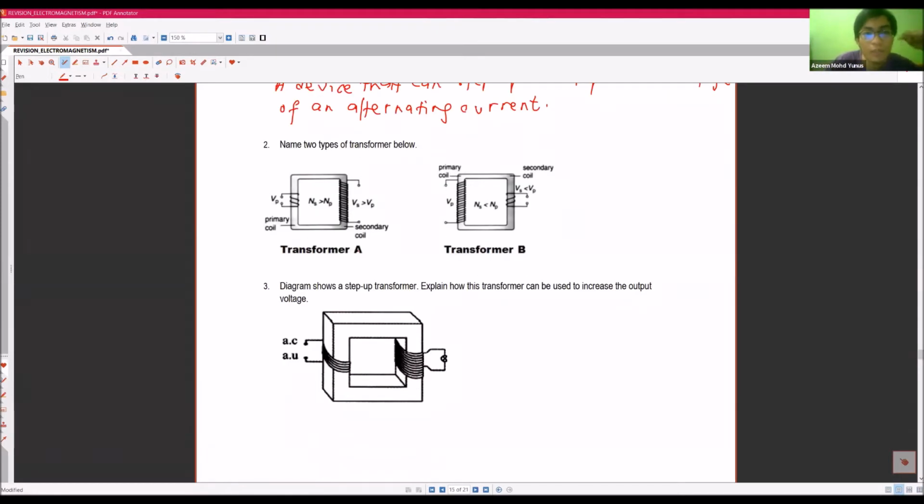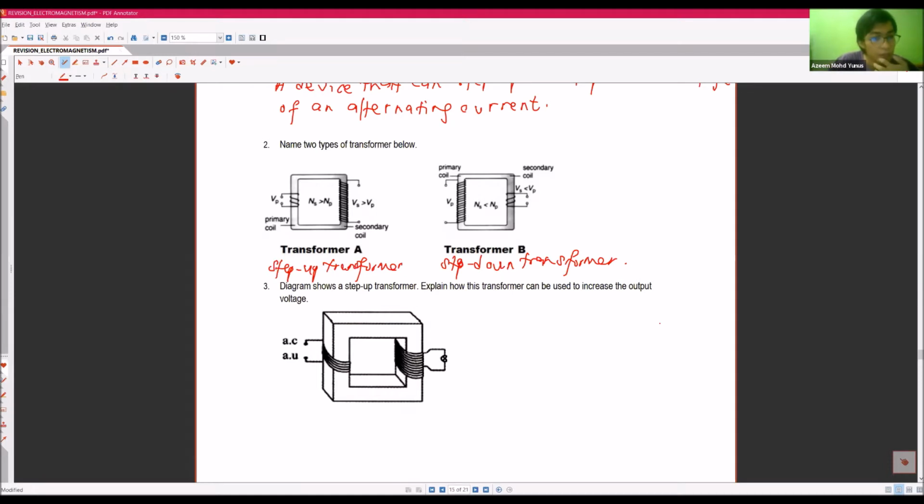Okay, number two, name two types of transformer below. Again, if you see the secondary coil has a large number of turns compared to the primary coil, that means this is step up transformer. Whereas the B, you can see that the secondary coil is less than the primary coil. That is what we call step down transformer.